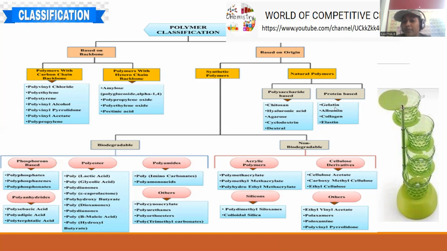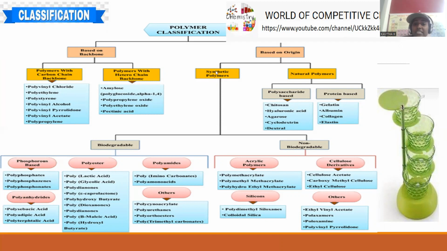Now let us see what the examples are for protein-based polymers. Gelatin, a gum type, gel type of material. Albumin, this is also a protein material. Collagen is present in our bone system, so that is also a polymeric material. Elastin has the property of elasticity. All these are polymer materials having natural origin. So these are the natural polymers based on the origin.